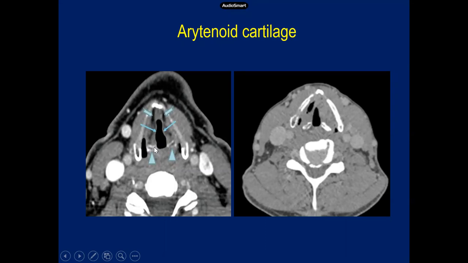I told you that the arytenoid has a base and an apex. This is the arytenoid cartilage. You can see an enhancing lesion on the left side, and it is crossing the midline. I'm not going into the tumors now. This is a normal CT scan. This is how a normal CT scan of the larynx will look.